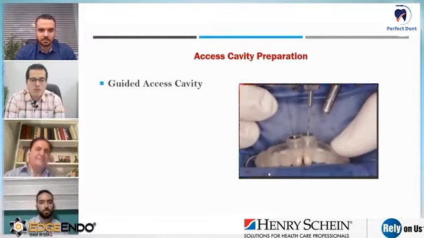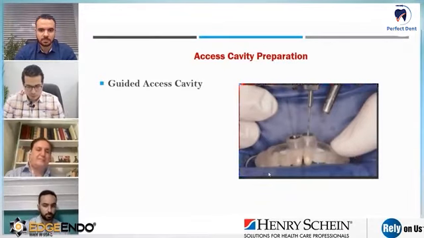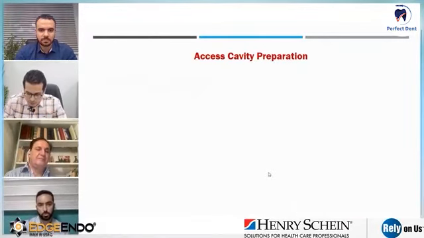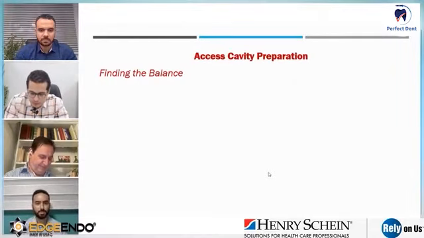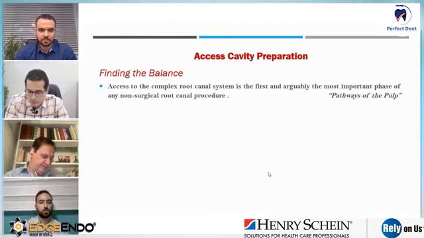So what's my opinion on this conservative access, or what do I usually do? I believe that we should know the facts and then find our balance, or like Professor Gambarini said, try to be rationally invasive. So our first fact is that access to the root canal system is the first and the most important phase of any non-surgical root canal procedure.